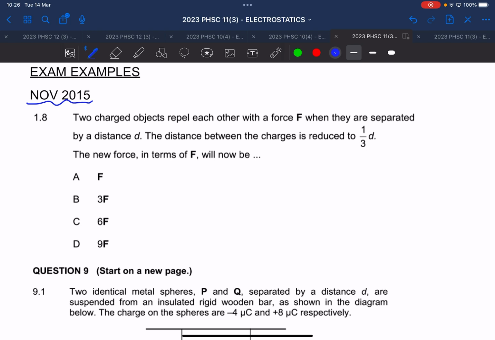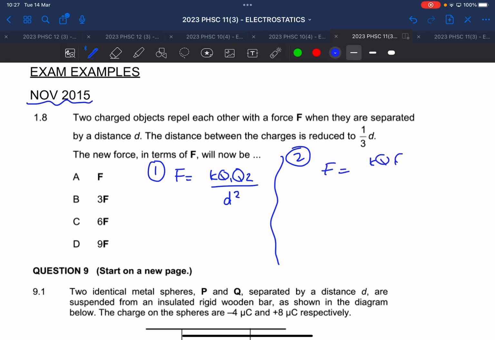Now, when they give you two scenarios like this, you can either make up values, so say d is 10, this charge is 2, this charge is 2, and so on, or you can use symbols. So you will see I use symbols now. The first scenario is always just the plain, what was it originally? F equals K Q1 Q2 over d squared, instead of r. Now in our second scenario, we have F equals K Q1 Q2 over a third d squared.